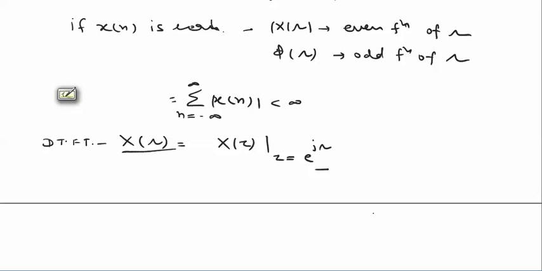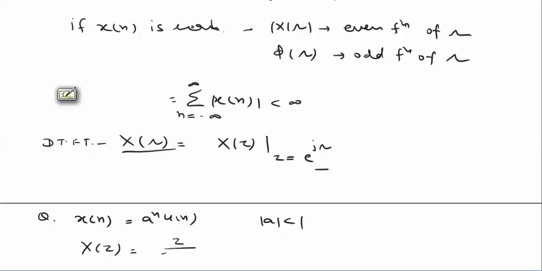For example, we take a question. In this question, we first calculate the Z transform, which we can easily calculate. As per the Z transform, the ROC is |Z| greater than a. With a less than 1, |Z| greater than a includes the unit circle, so our system is stable. This condition is fulfilled.